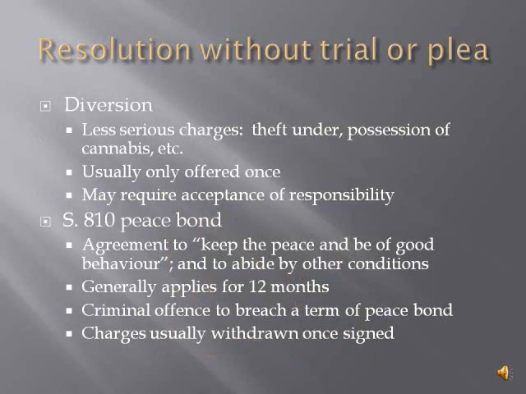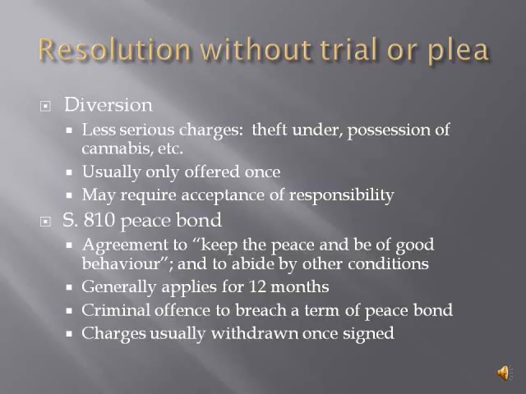Speaking of some options for resolution without trial or guilty plea, often the best option is a diversion program, and this involves an accused person doing a number of things. Might include a class, might include some community service or a charitable donation, and after these things are done, the Crown will withdraw the charges. Diversion is usually only offered for less serious charges, such as theft like shoplifting or possession of cannabis. It's usually only offered once, so if somebody's arrested subsequently, they're probably not going to be offered diversion. And it might require some acceptance of responsibility, and this often concerns people for immigration and employment reasons.